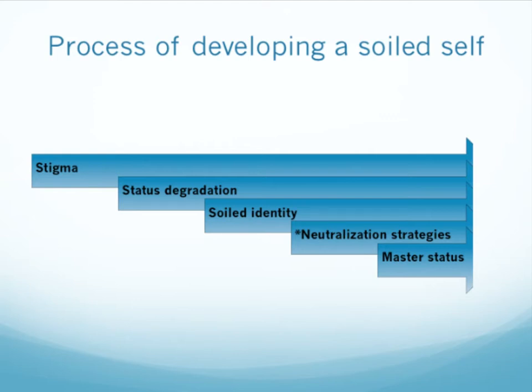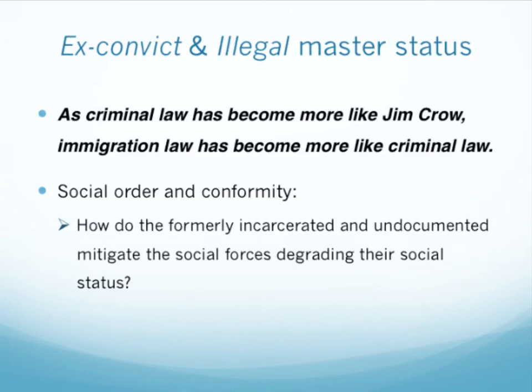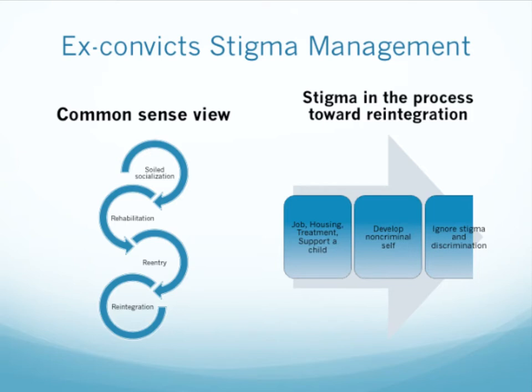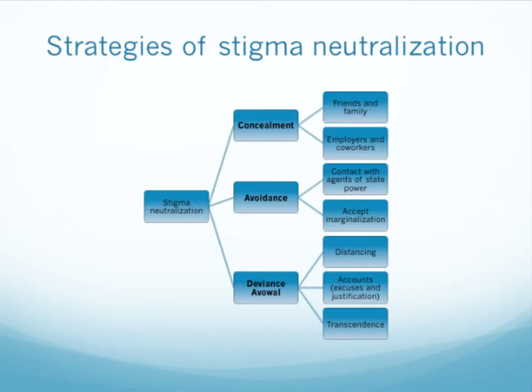As criminal law becomes more like Jim Crow, immigration law has become more like criminal law. I argue that the master status of illegal and ex-convict are mirroring stigmatized identities. My research explores how people react to these labels to construct a more positive, pro-social self. When examining prisoner reintegration, we look at how ex-convicts neutralize the stigma that is assigned to their identity. In light of 3 major strategies of stigma neutralization, these are concealment, avoidance, and deviance avowal.